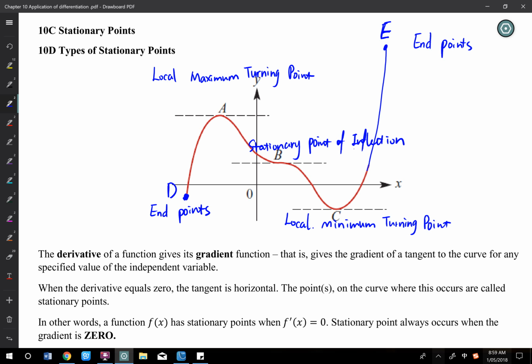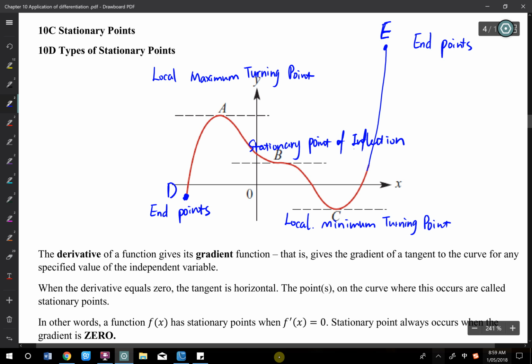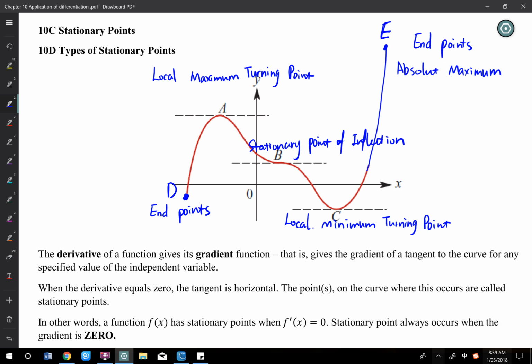Is that the maximum or the minimum? Well, is A the highest point? No. Which point is the highest point? E. So E got another name. It's called the absolute maximum. Okay, what's the lowest point in this diagram? C. Okay, D is still above that. C is here. So C is the absolute minimum.